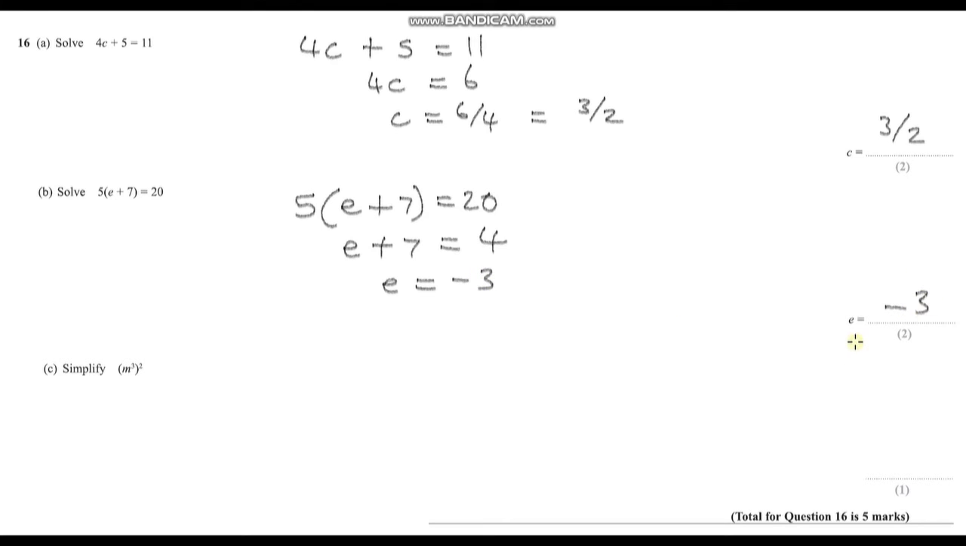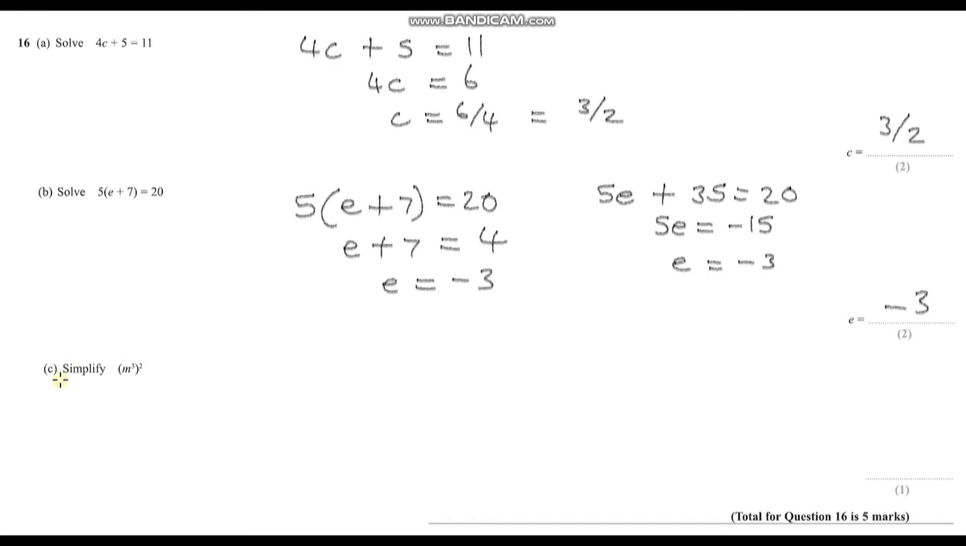So that's my answer. And just to show you that it works both ways, I'll expand the brackets. So I'll do it the other way. If I expand these brackets, I get 5e plus 35 is equal to 20. And now if I subtract 35 from both sides, I get 5e is equal to -15, and then divide both sides by 5, I get e is equal to -3. So it doesn't matter which way we do it.